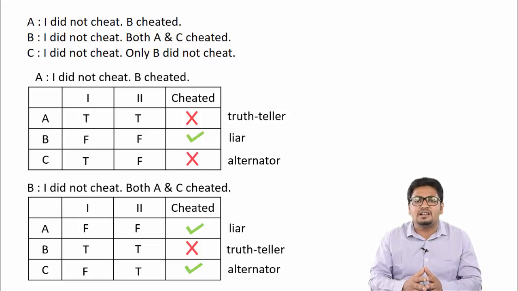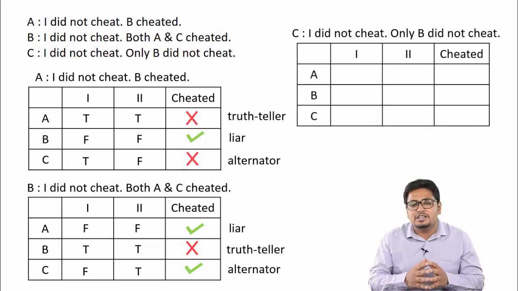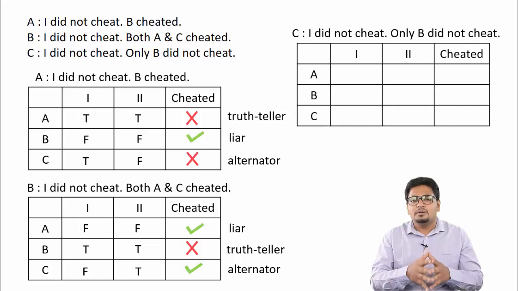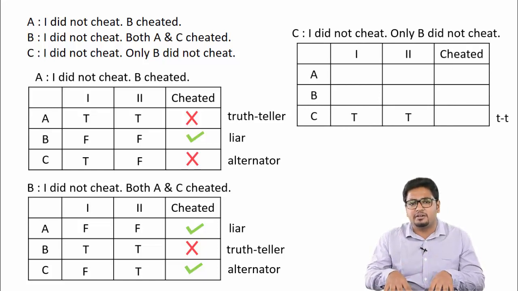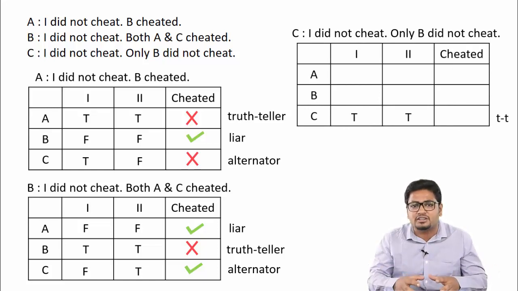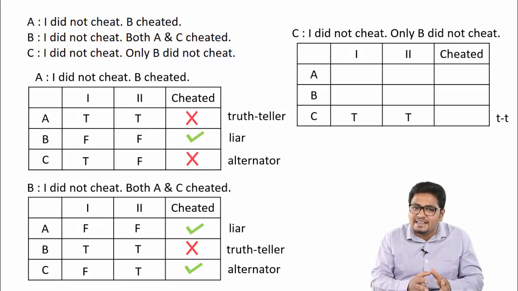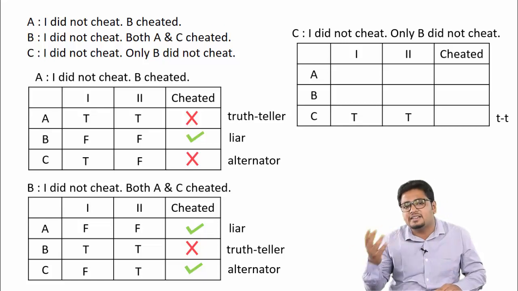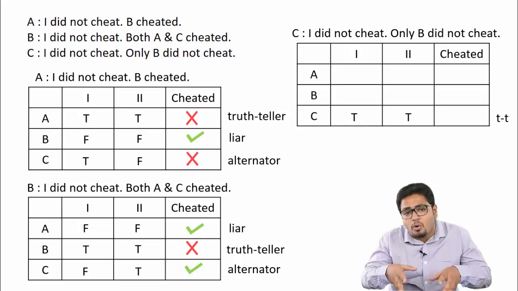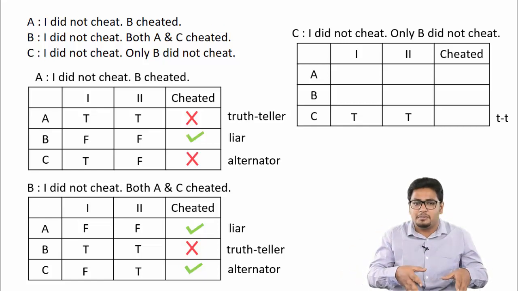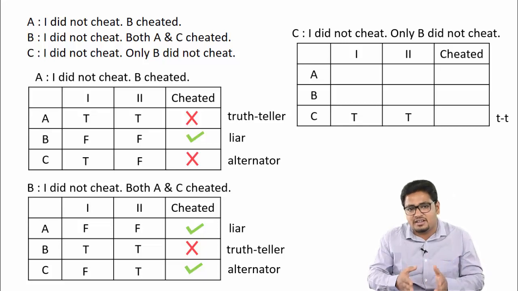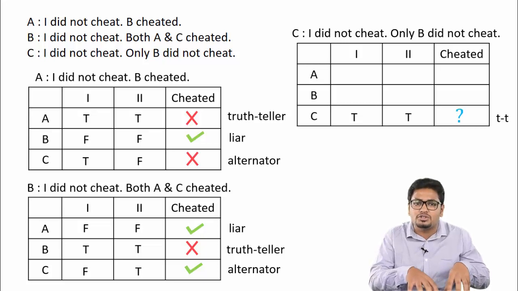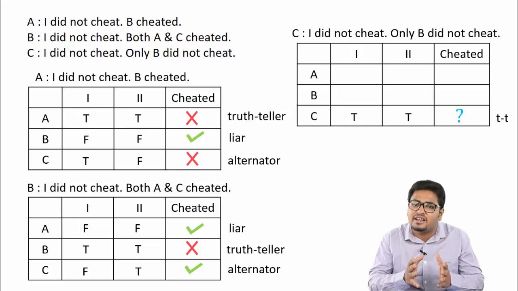Now let's consider the last case, wherein we assume player C to be the truth teller. But here both the statements made by C contradict each other, because C in his first statement says that he did not cheat, and in the second statement says that only B did not cheat. Means both A and he himself cheated. This takes us to the conclusion that C can never be the truth teller.